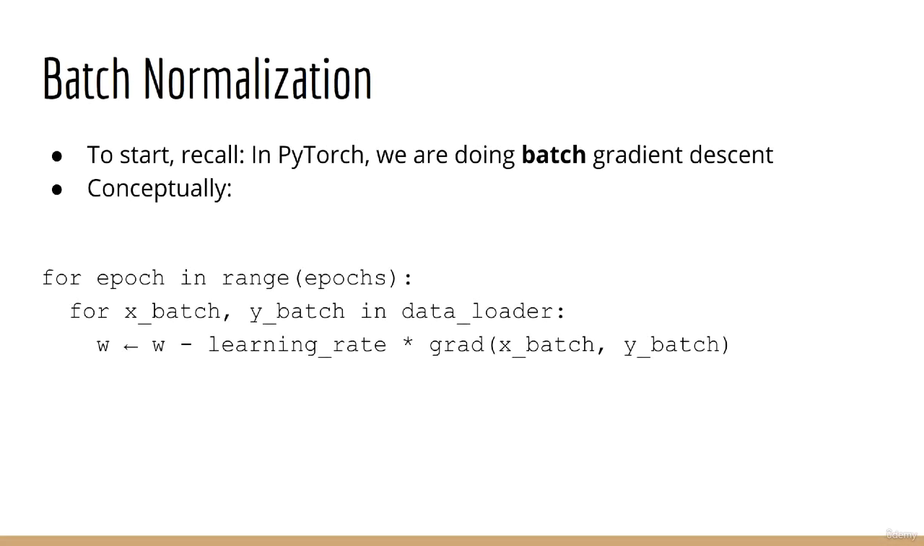The answer is batch normalization. If you recall, inside the PyTorch training loop, we're actually doing batch gradient descent. On the outer loop, we loop through each epoch. And on the inner loop, we look at a chunk of data on each step and do gradient descent with respect to just this chunk of data. This works because we know that a batch of data will have approximately the same statistics as the full dataset.